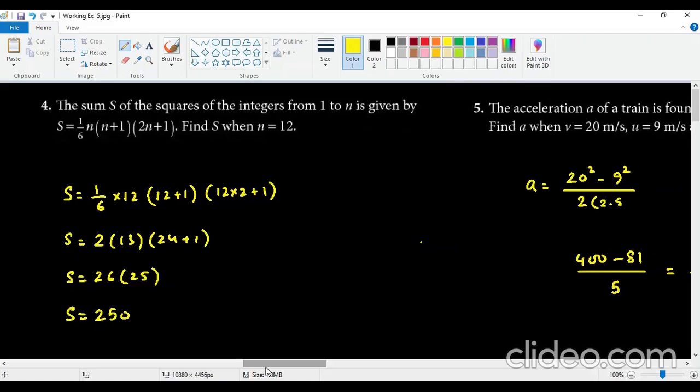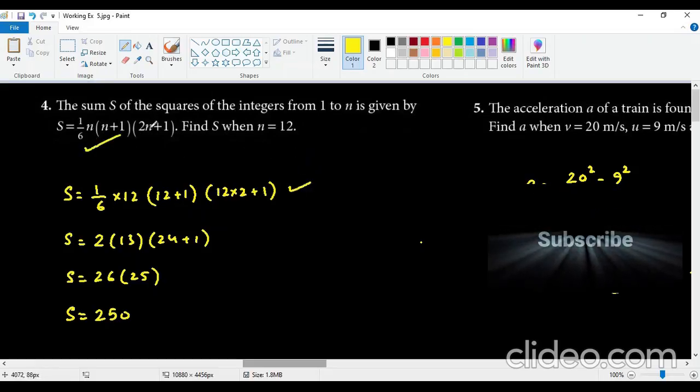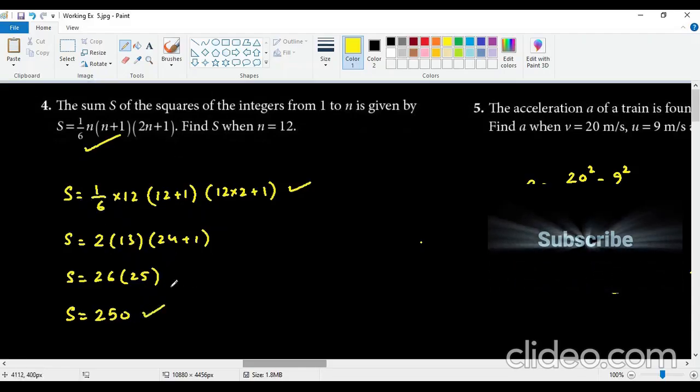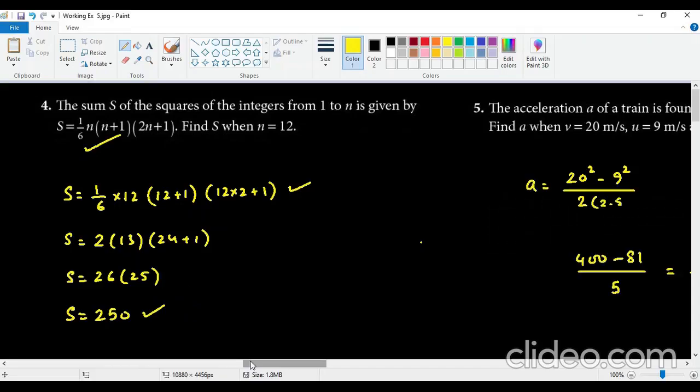So the value of n in here is 12. In different questions in the examination, the value of n can be different. It could be 15, it could be 17, but in this case, the value of n is 12. I have substituted the values over here in the same given formula, which is over here. So after putting in all the values, I get 250 as an answer. The sum of the squares of integers from 1 to n is already given in the question. The final answer is going to be 250.